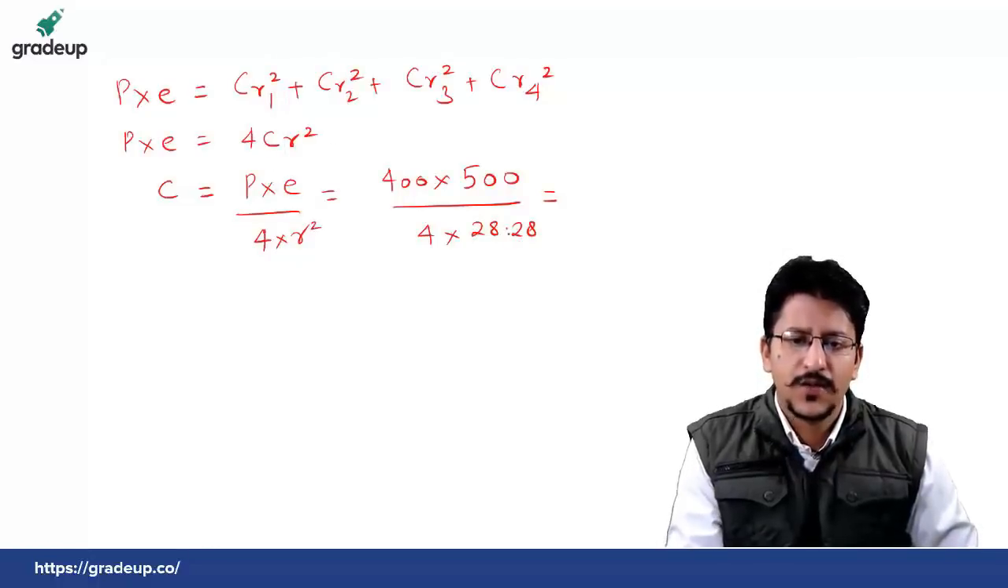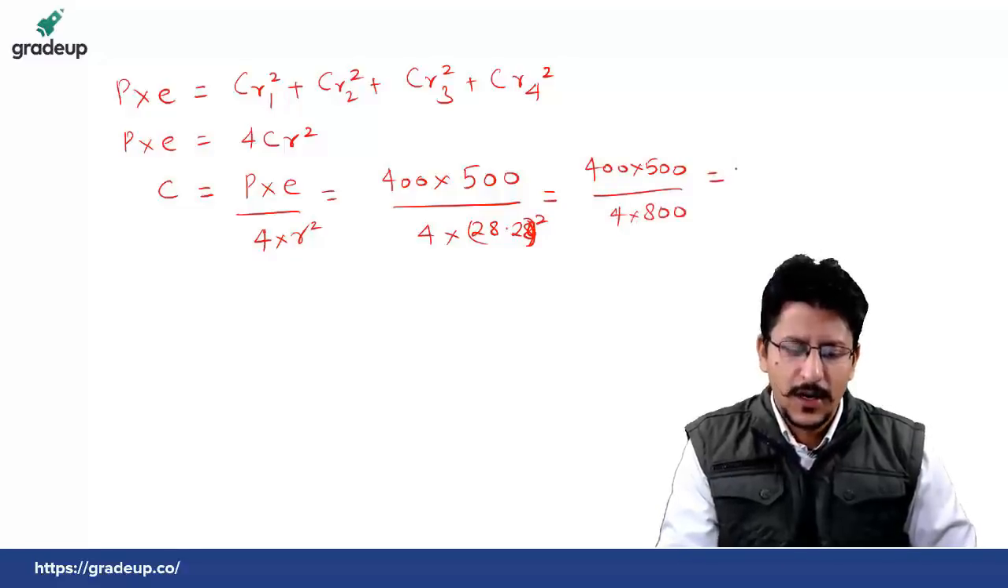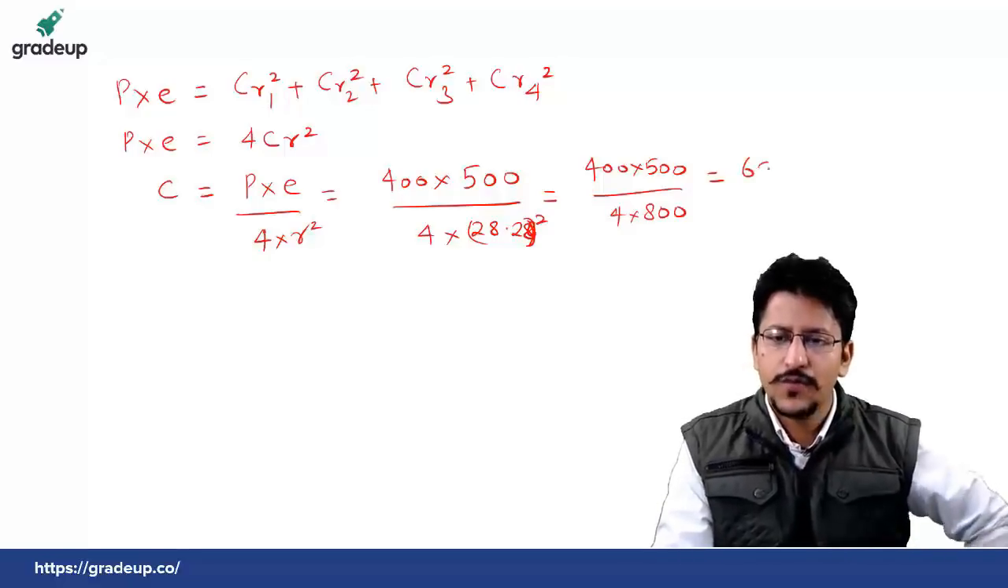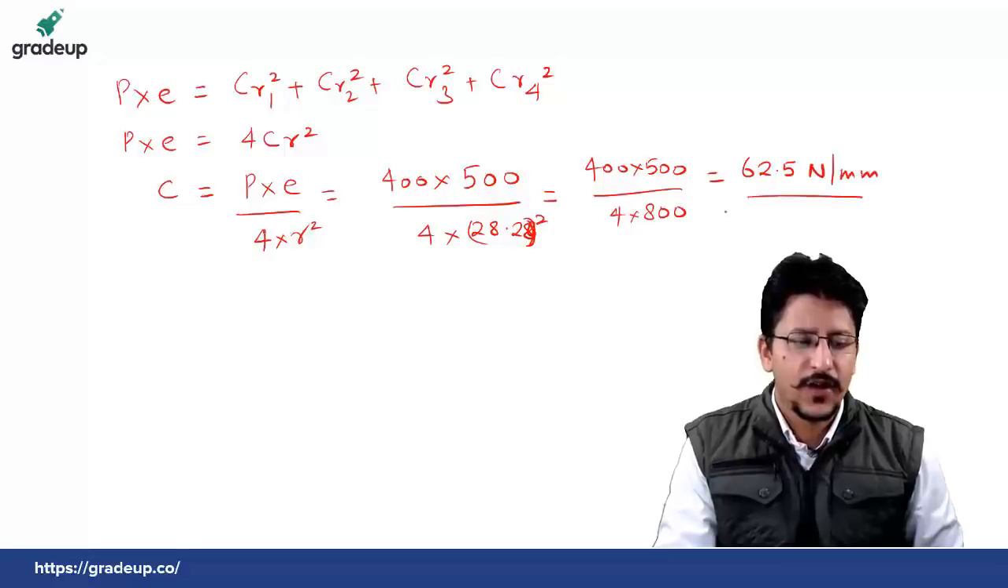This will come as R square, and this R square will basically be 800. Okay, 400 into 500 upon 4 into 800. So this value we will get as how much? This value will come as 62.5 Newton per mm. Okay, this value we have got.